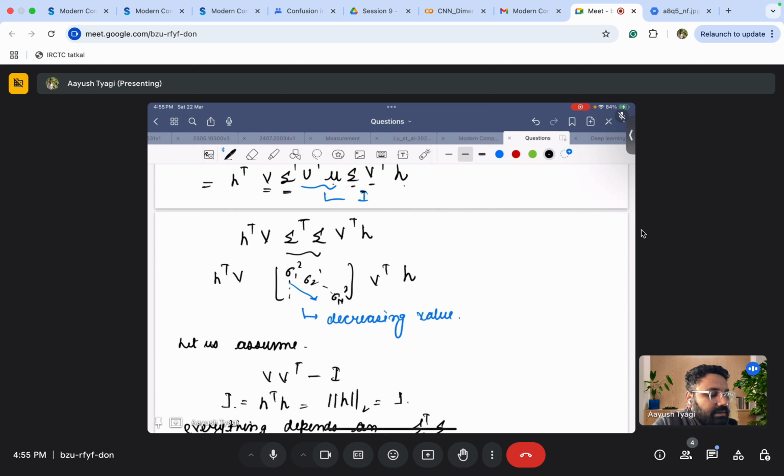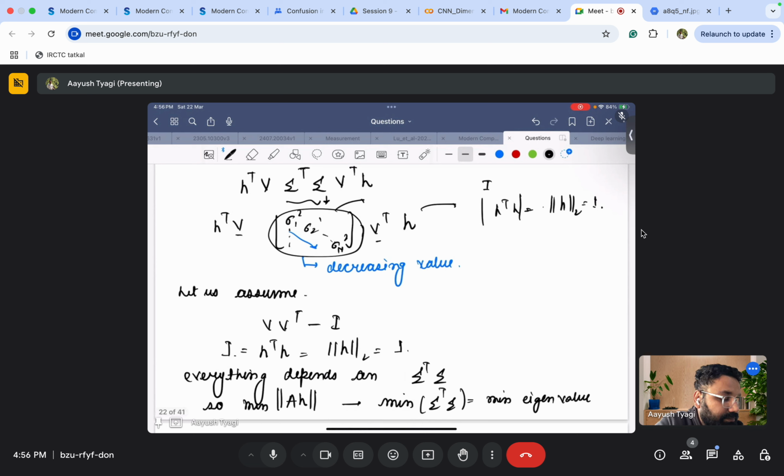So this is the matrix which contains the eigenvalues, right? Suppose let us assume that this is just identity or just one, so the whole equation basically solves to one. In that case, suppose you eliminate this part, the V into V transpose becomes identity, and h transpose h is basically 1, right? So everything is dependent on this matrix sigma transpose sigma. And if you want to minimize the whole value, you just need to pick the minimum value of this sigma transpose sigma, which is your minimum eigenvalue. That was your answer. Any doubt in this case?